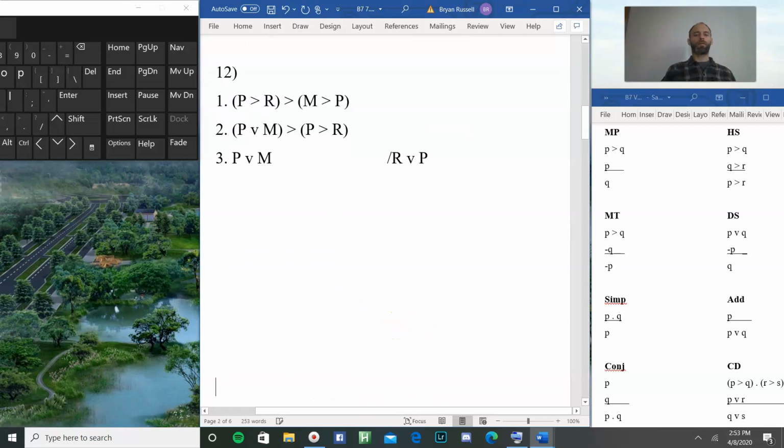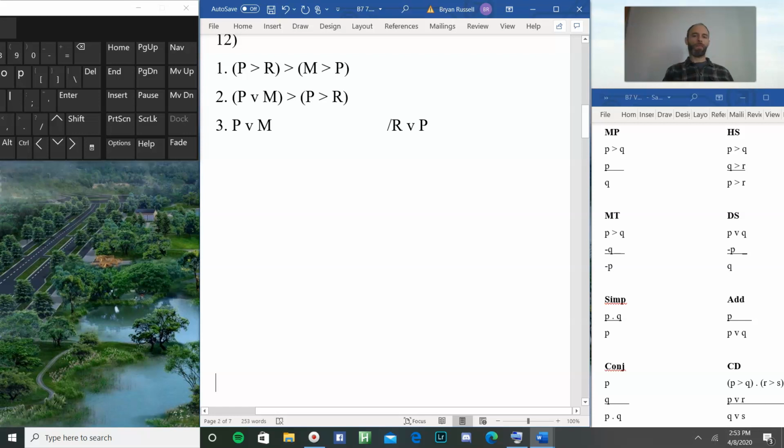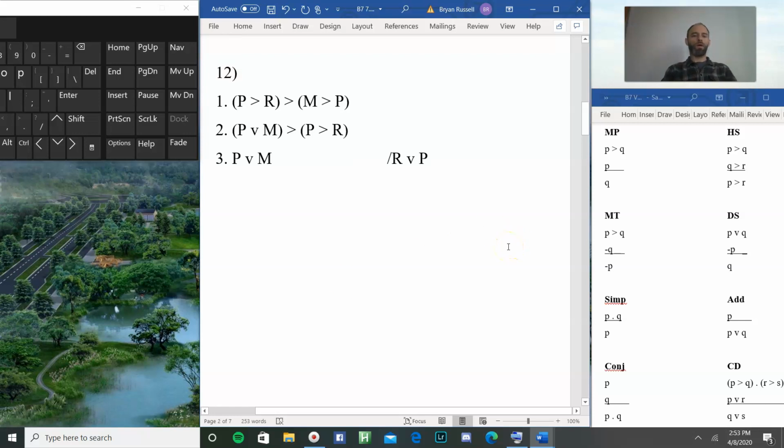All right, so let's look at 12. In 12, we have if P then R, then if M then P, P or M, if P or M, then if P then R, and P or M. And what we're trying to get is R or P. So the first thing we should do is take a look.